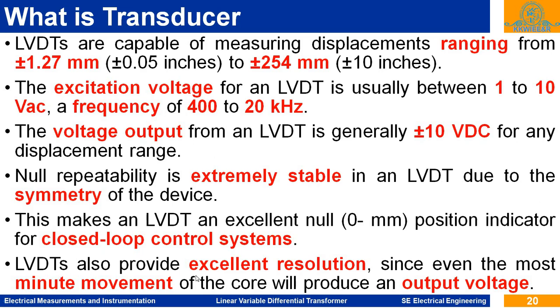These LVDTs also provide excellent resolution. Resolution means millivolt per volt per mm. For 1 mm distance, what is the output? That is also very good, since even the most minute movement of the core will produce an output voltage. If there is a slight change, a fraction of a mm, it will generate the output voltage, so that can be measured. Small distance or fraction of mm movement also generates the output voltage.